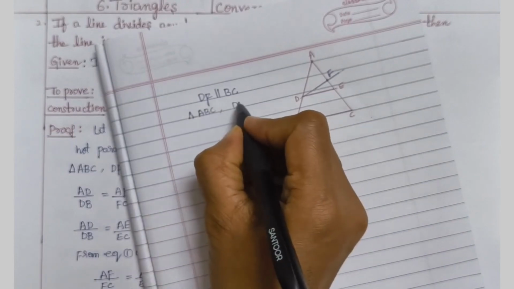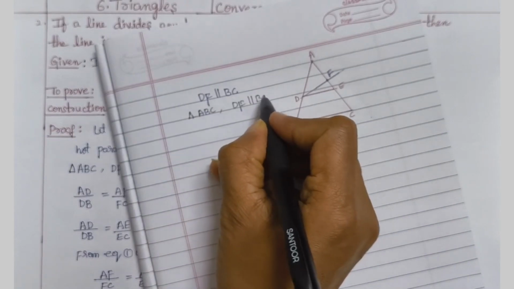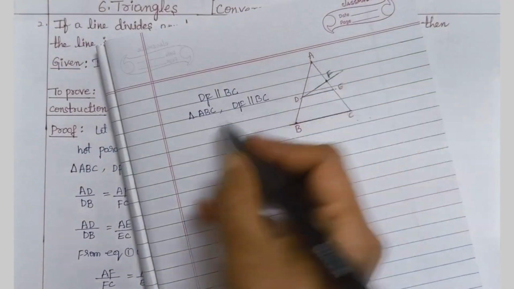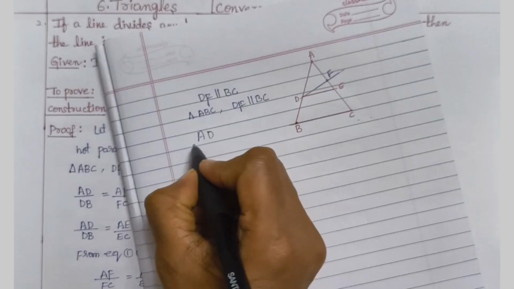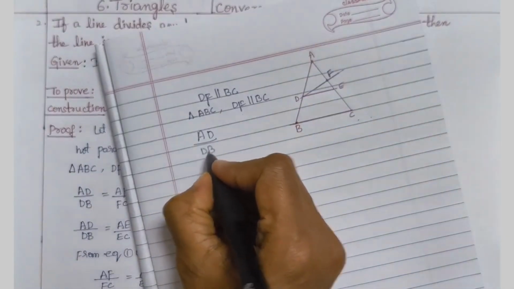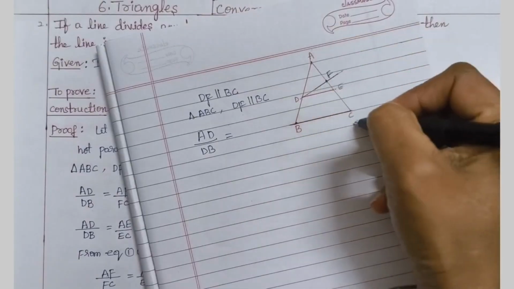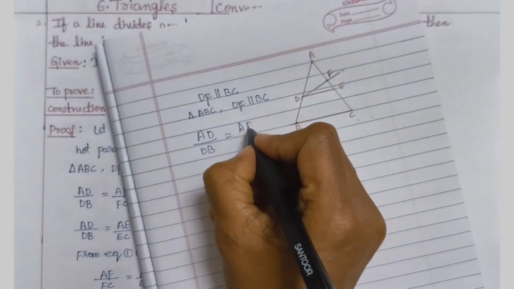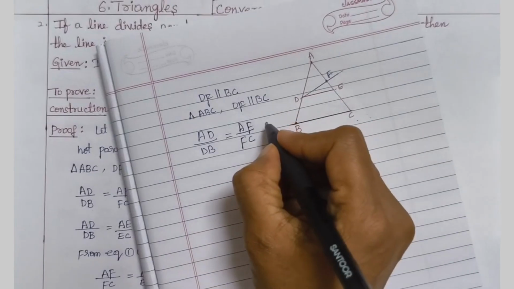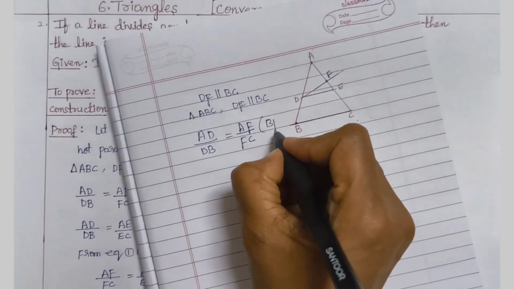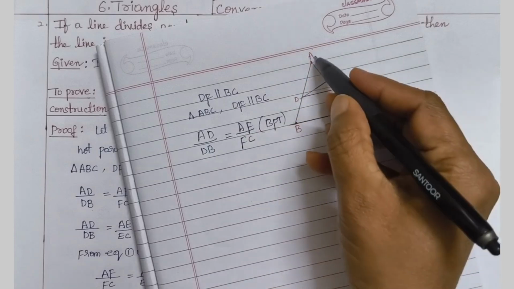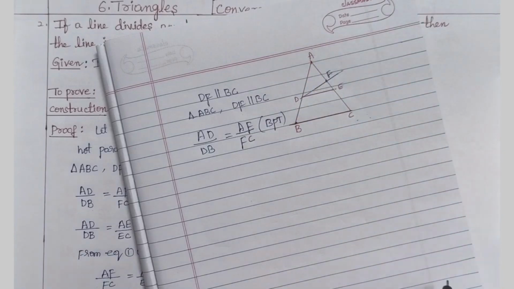Now we are taking DF parallel to BC. Parallel means the corresponding sides are proportional. Proportional means what we will take? AD by DB equal to AF by FC. What is the reason? BPT theorem. According to the BPT theorem, this side by this side equal to AF by FC.